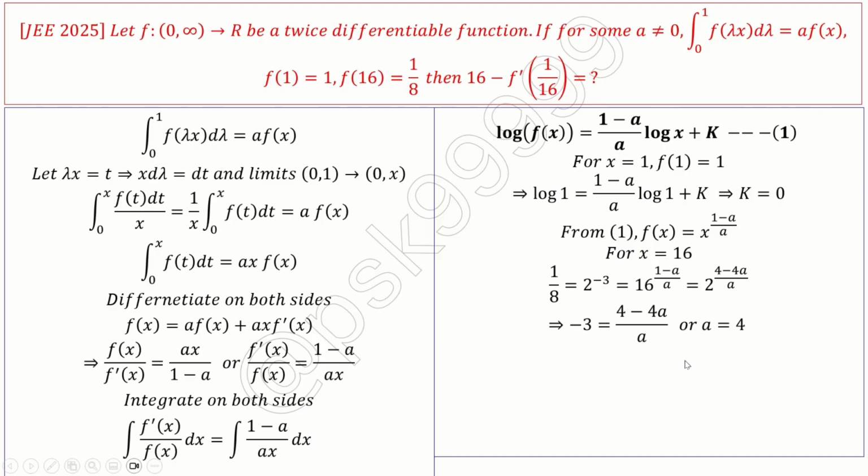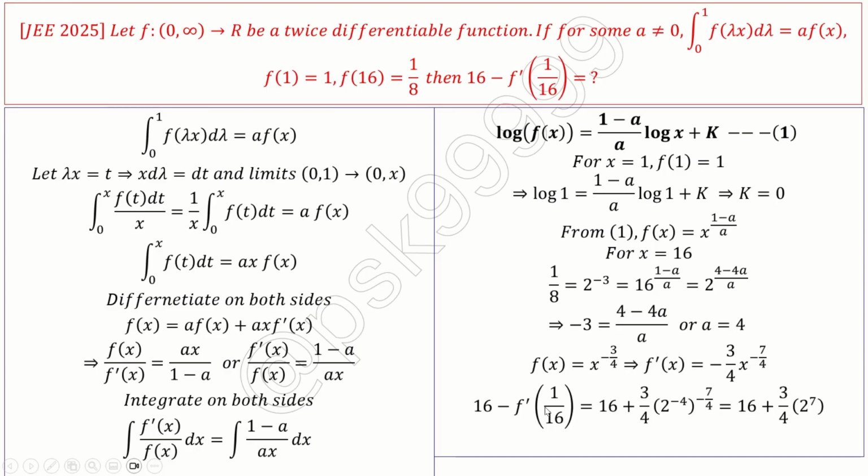Once you know that a is 4, my f of x is nothing but x to the power of minus 3/4. f dash x is minus 3/4 into x to the power of minus 7/4. And then 16 minus f dash of 1/16, you simplify it, what you will get is 16 plus 3/4 times 2 to the power of 7. So just find out the value, 16 plus 96, which is 112. That's the answer. Next.